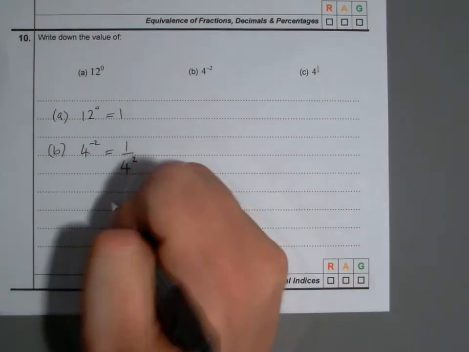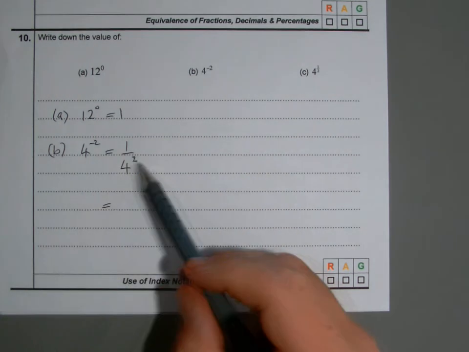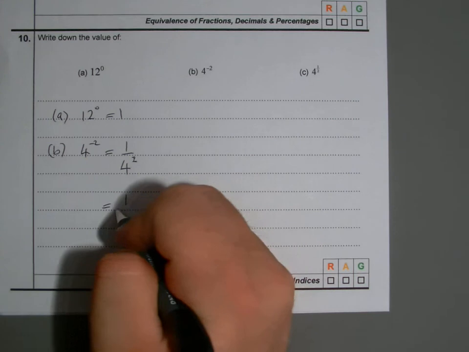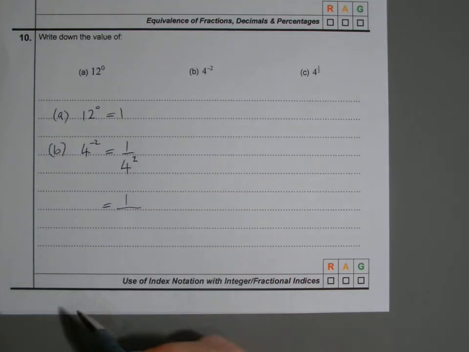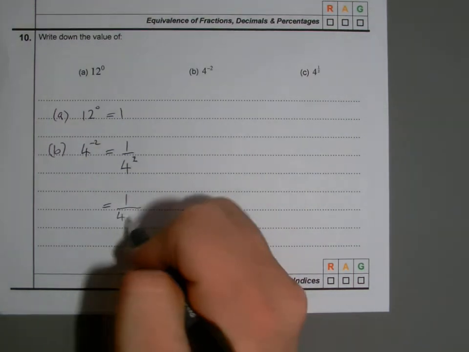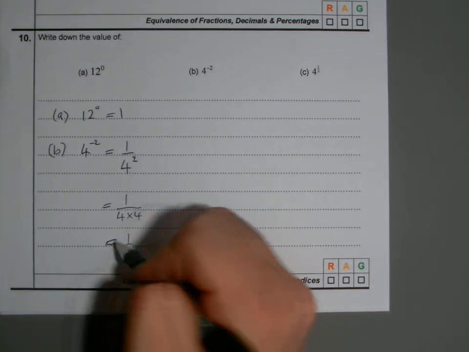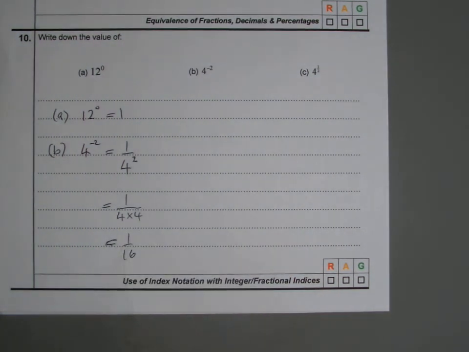And you know what? We can actually work that out then, can't we? Because on the bottom there, I've got 4 to the power 2. Well, we know what that is, don't we? We know 4 to the power 2 is just 4 squared. 4 times 4. We can work that out to be 16. So my answer is that fraction 1 over 16.